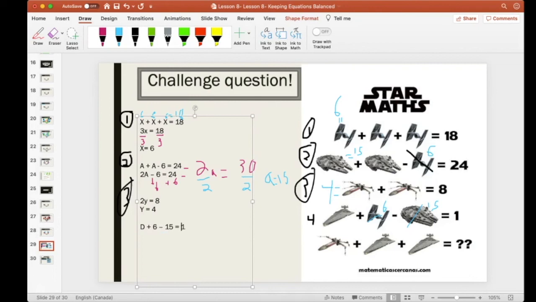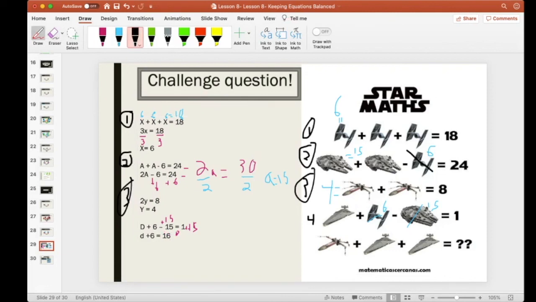Okay? What we need to do is we need to bring some of these over. We're going to bring over the 15. Okay? And then we're going to bring over the 6. So this is going to be first. The opposite of subtraction is addition. So we're going to have to add 15. Add 15. There we go. That's going to equal then D plus 6 will equal 16. I gotta erase that so you can see it.